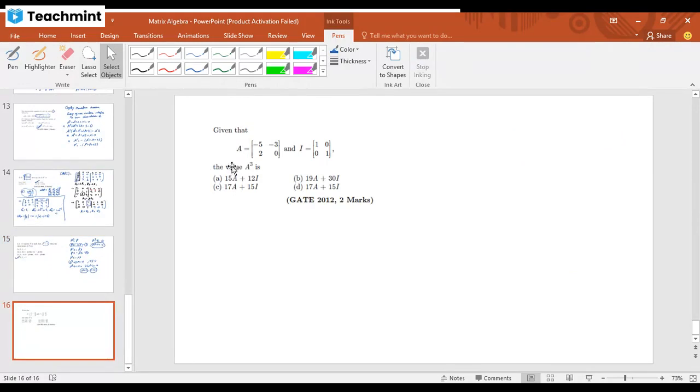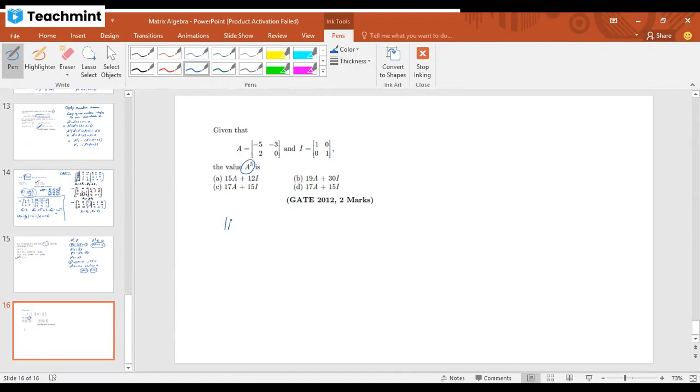Again, we are given a matrix A and the identity matrix, and we are interested to find out A cube in terms of A only. I already told you, whenever the question is based on that, we try to express the matrix as a polynomial in matrix A, then we have to use the Cayley-Hamilton theorem. So what can we do here?